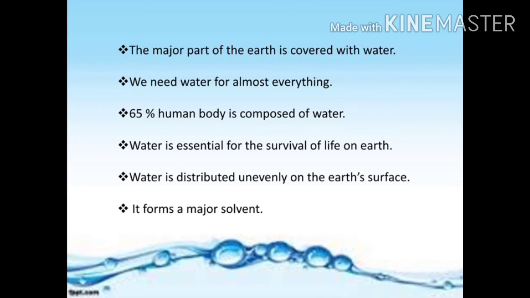65% of the human body is composed of water. Water is essential for the survival of life on earth. Water is distributed unevenly on the earth's surface. It forms a major solvent and dissolves almost every polar solute. So let us study its properties and understand the reason for its significance.